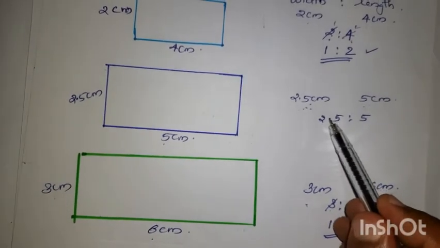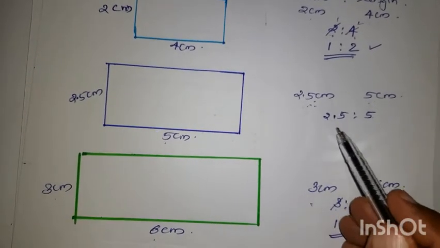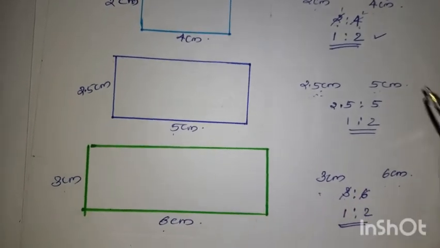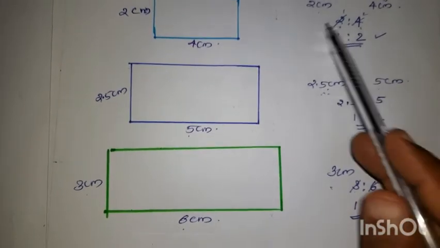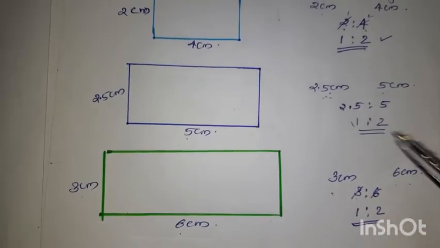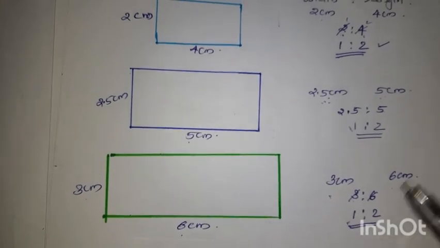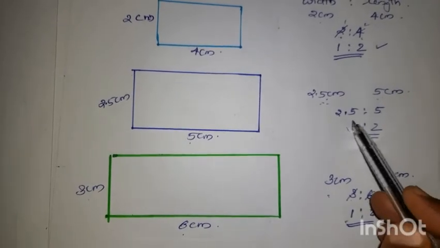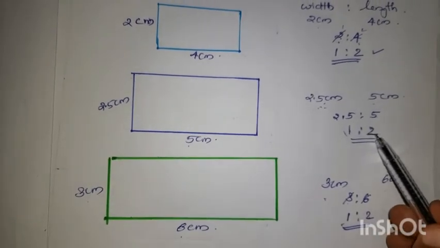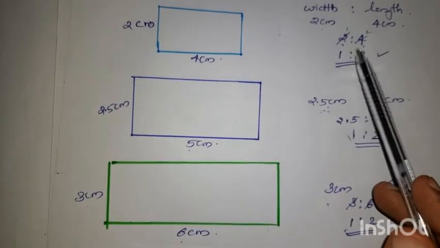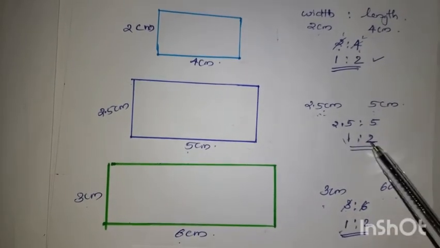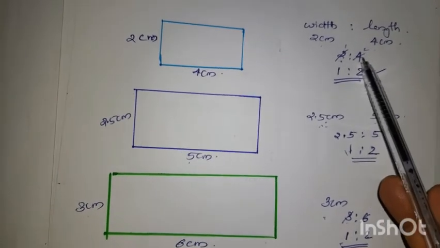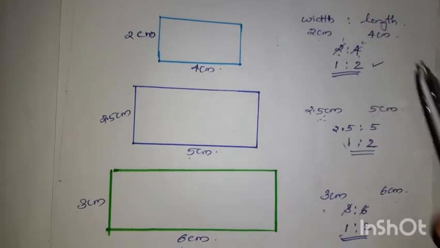Here also, 2.5 into 2 is 5. So 2 times, that is 5. So 1 is to 2 again you are getting. So in all these 3 cases, the width length ratio is 1 is to 2. That means if the width is 1 centimeter, the length is double. Width is 1 centimeter, the length should be double of that. It is 1 is to 2 ratio. If width is 2 times, we can say the length is 4 times. So it should be double.